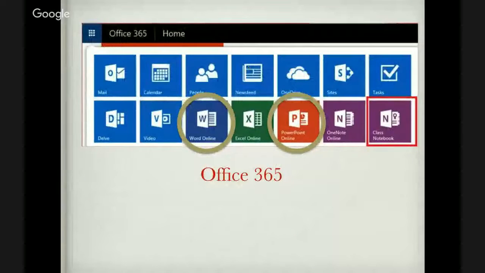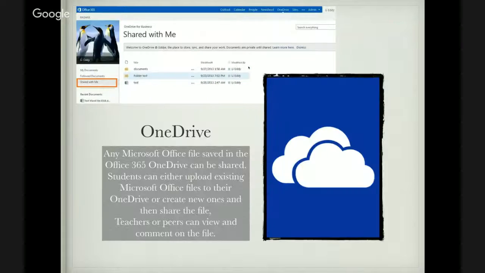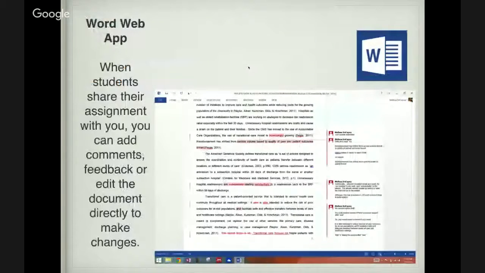So we're going to go into Office 365, and I'm just going to touch upon the Word Online and the PowerPoint Online. I'm going to stick with those and show you what those look like. So here, we'll go back to OneDrive in a minute, but I just want to go into these two apps right now. So the Word Web app, and I'll show you, but when students share their assignment with you, you can add comments, feedback, or edit the document directly to make changes.